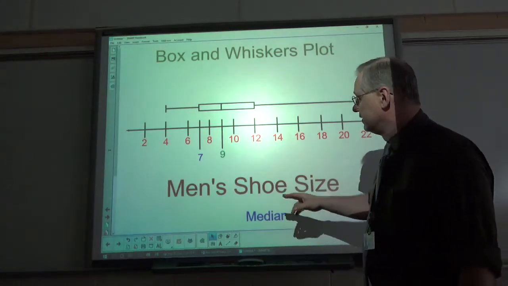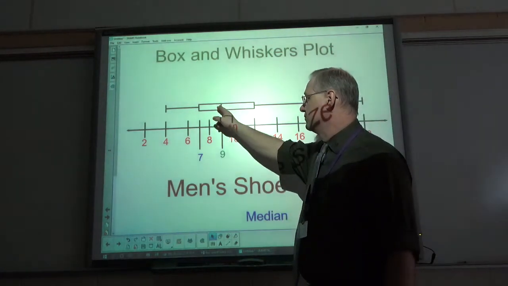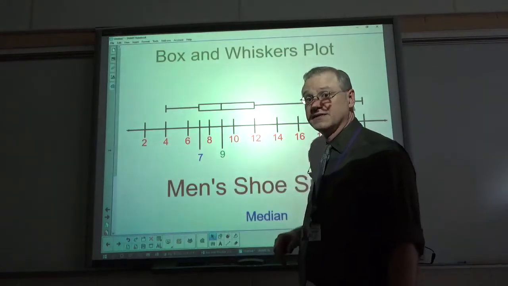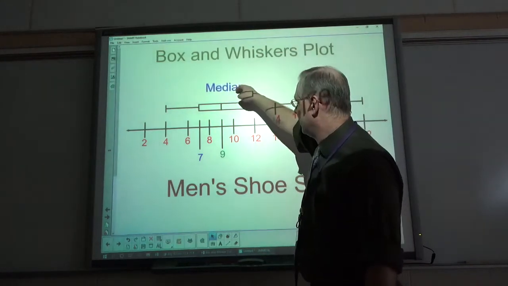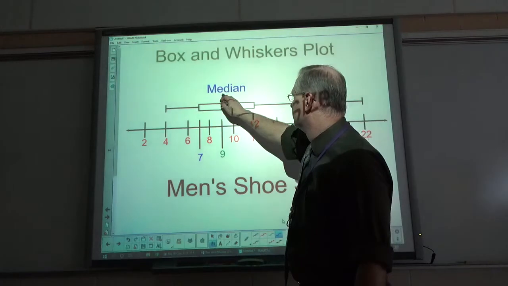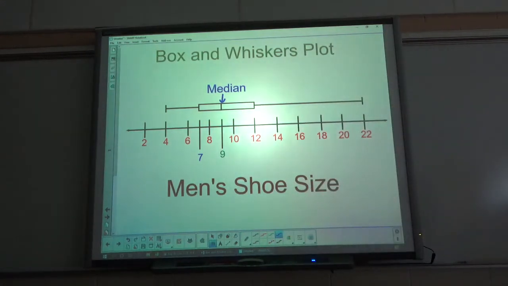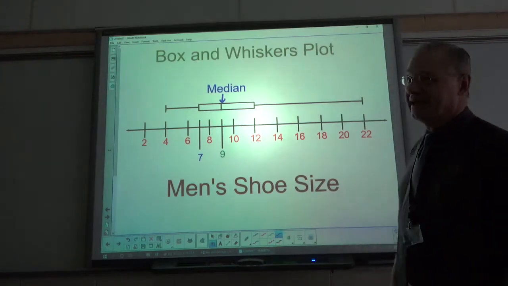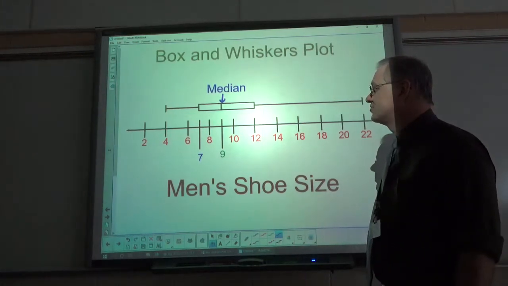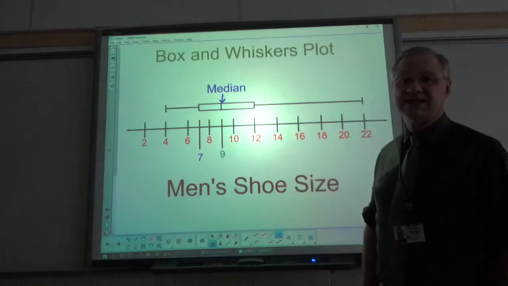Now, the middle number is where this bar is inside the box, and that is the median. In this case, that median is at 9. So I would guess that the median shoe size is maybe 9 or 9.5.